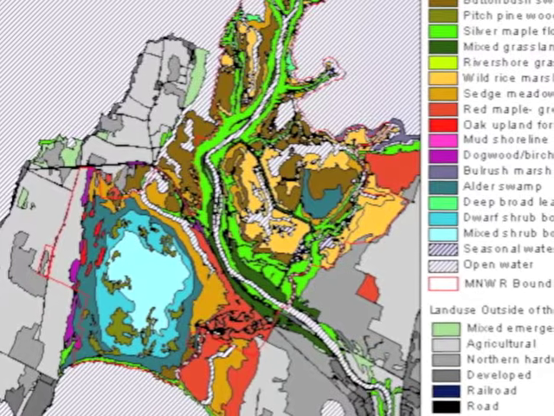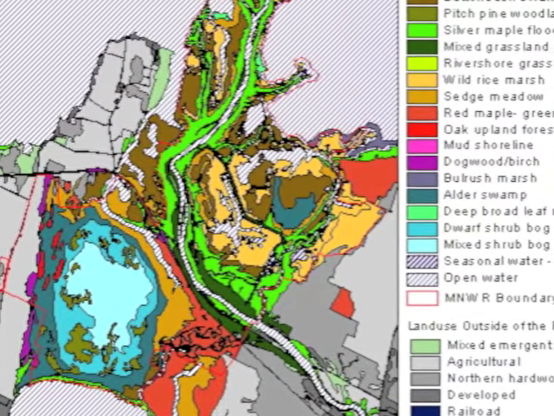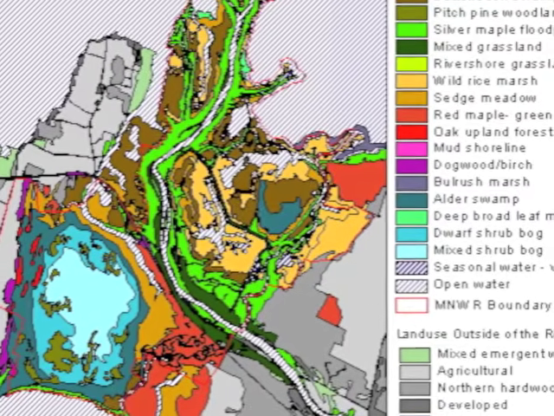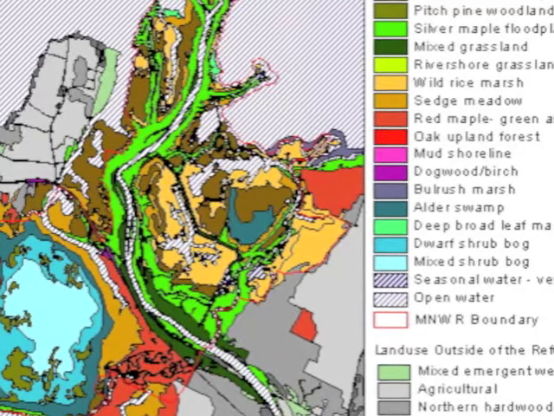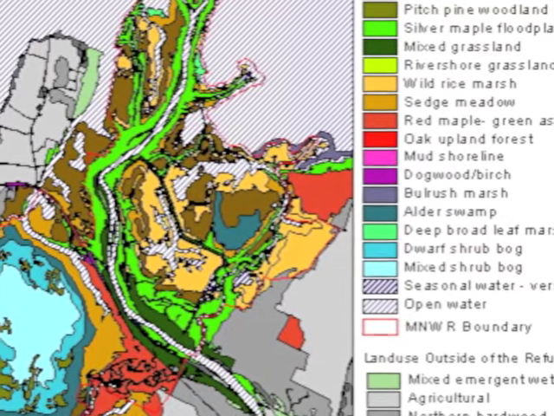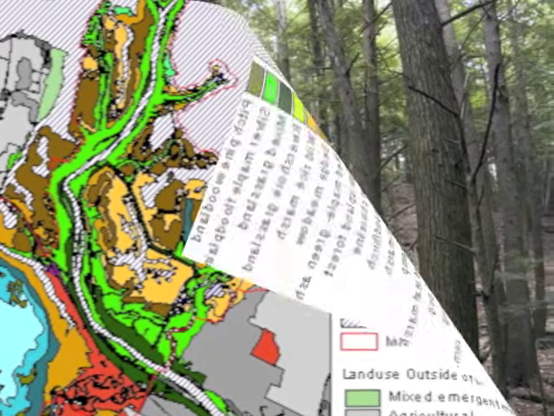A third way of measuring biodiversity is to look at ecosystem diversity. Look at all the different kinds of ecosystems in an area. This is a map of the Missisquoi River Delta. The more kinds of land cover there are, the more possibilities there are for human use and for wildlife use.